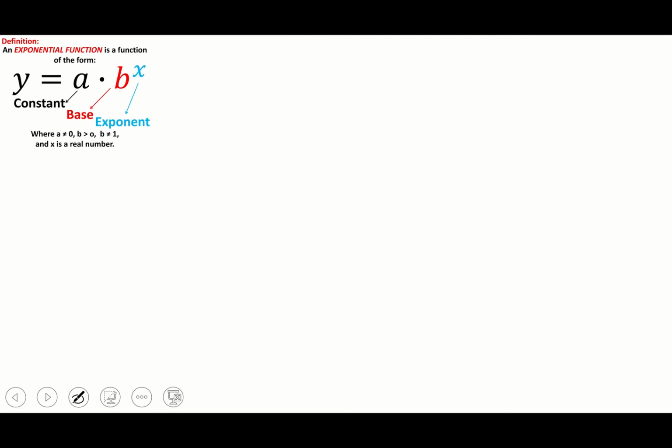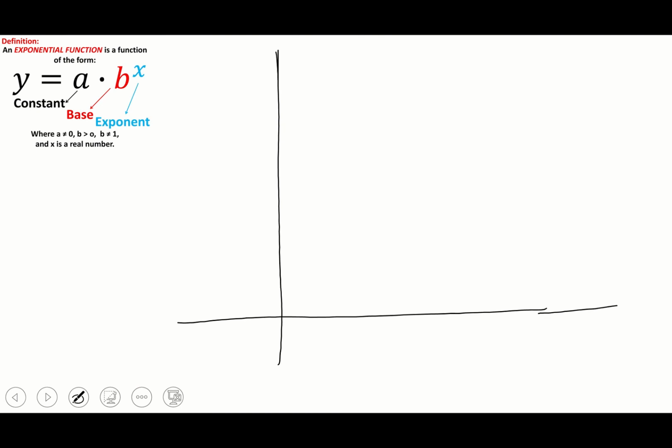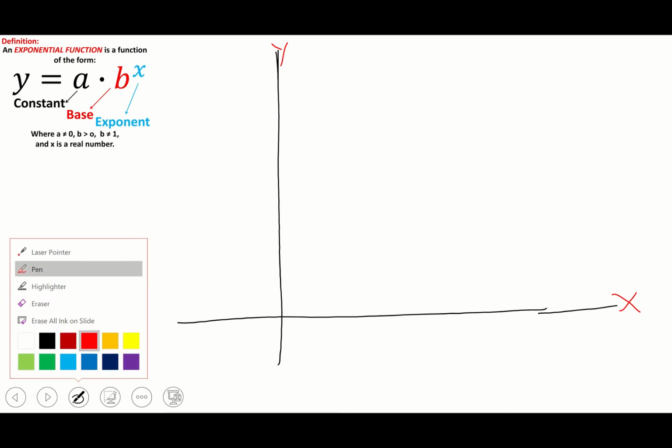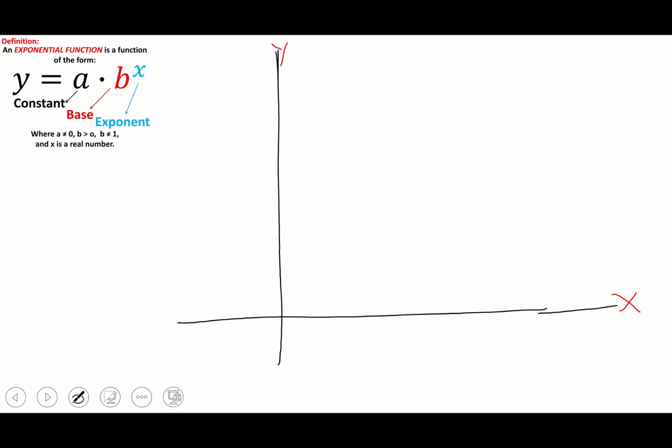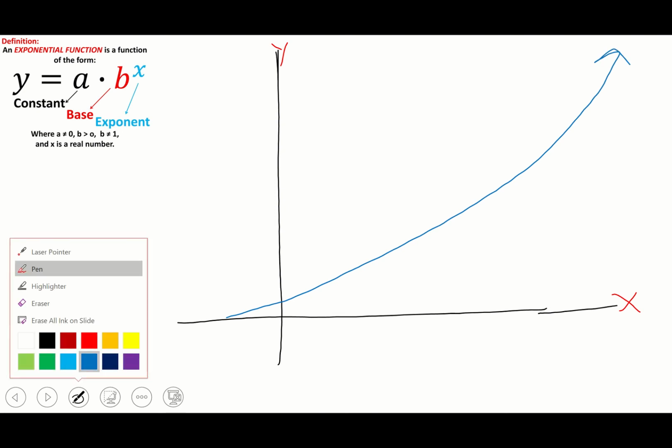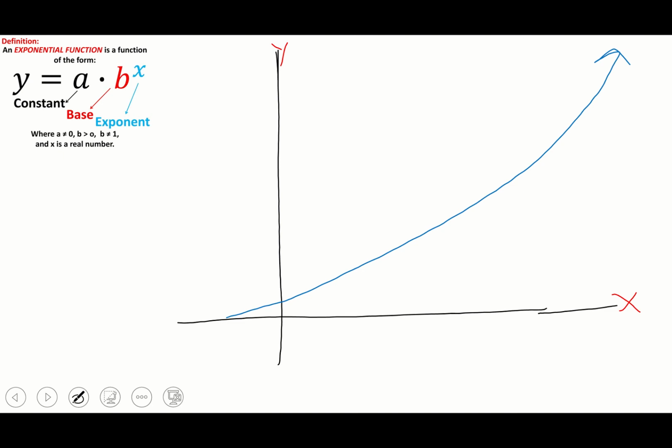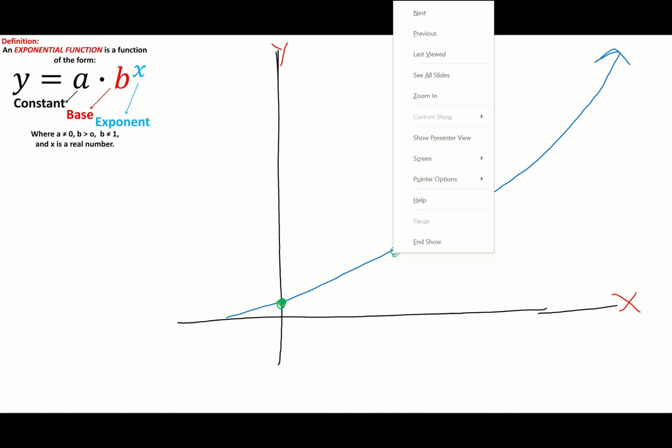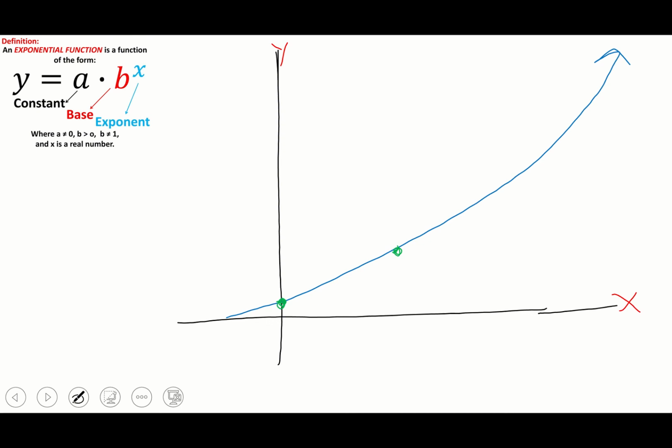Now, I'm going to do this by example. If I have a graph that's like this, here's my x-axis, here's my y-axis. We're going to use blue, and I'm going to just draw it increasing like this. We put a couple points in here too. Let's go green. So here's a point, here's a point, and here's a point.